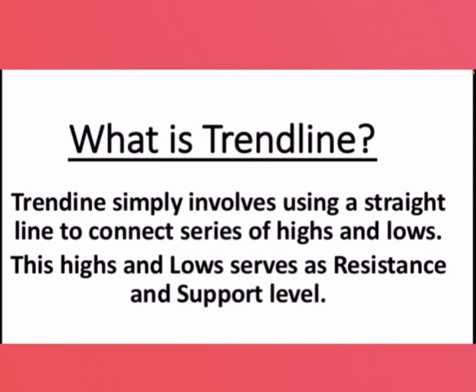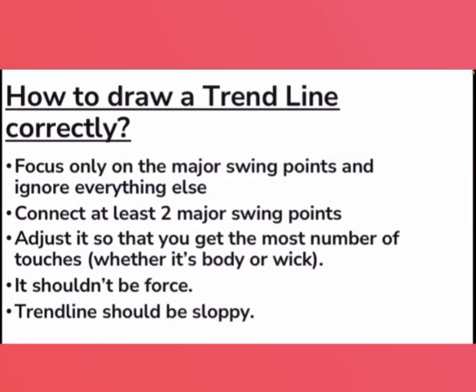A trend line simply involves using a straight line to connect a series of highs and lows. And these highs and lows serve as resistance and support levels. Now, when you use a straight line, which is usually sloping in nature, to connect a series of highs and lows, or to connect swing areas, we say you have drawn what? A trend line. So we're going to be looking at pictorially how this particular trend line can be drawn.